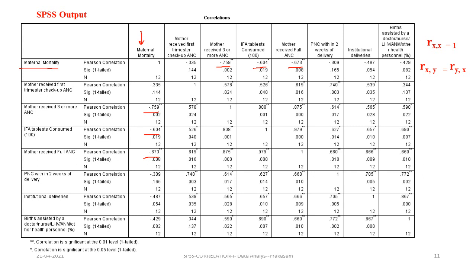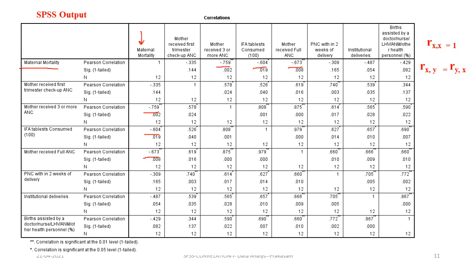What is the meaning of that? That means you can calculate the R value for x and y, or y and x, and you will find the same answer. Significance is given as either 2 stars or 1 star. Correlation is significant at the 0.01 level, and correlation is significant at the 0.05 level, which has been calculated and given here.